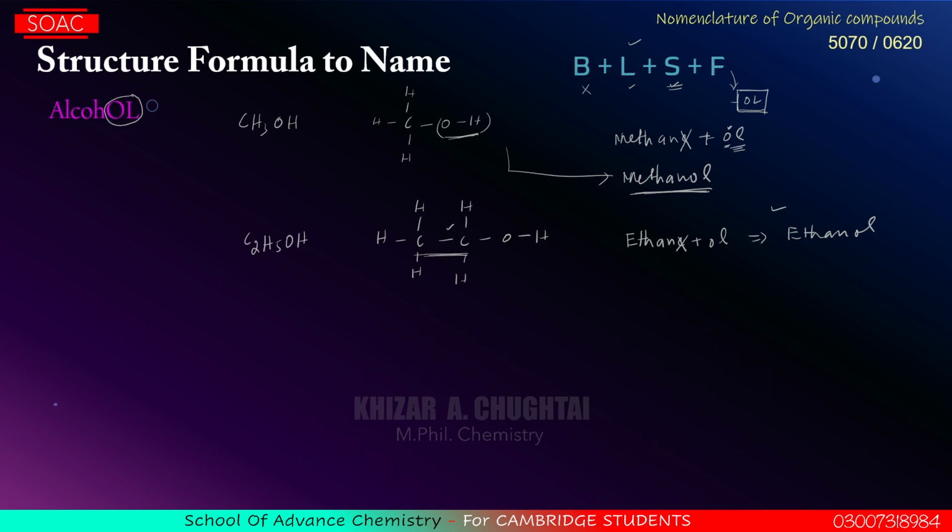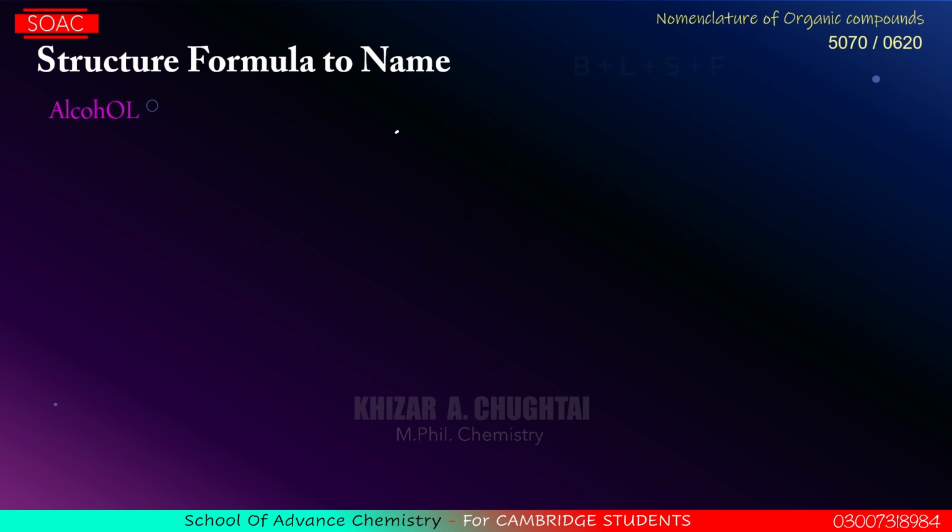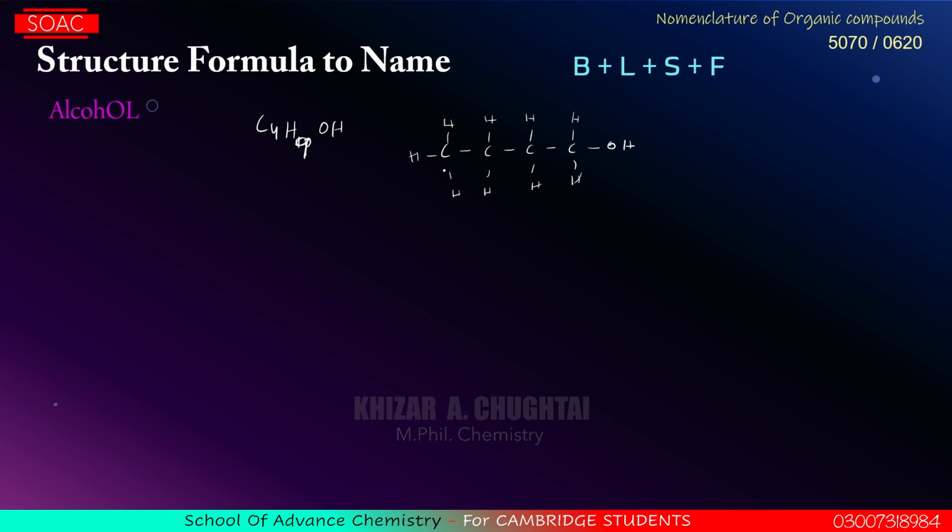Come towards another alcohol that is having four carbon atoms, C4H10O. C4H9OH is called four carbon alcohol, and one of the possible alcohols is this one. This alcohol is having four carbon atoms, then there is a chance of branch as well. So first of all, let me mark the longest chain and branch.